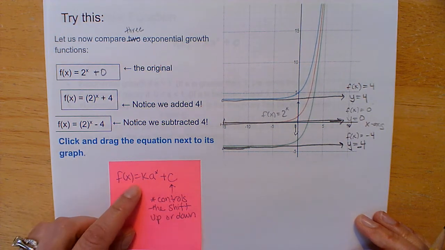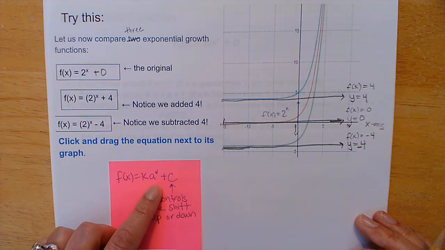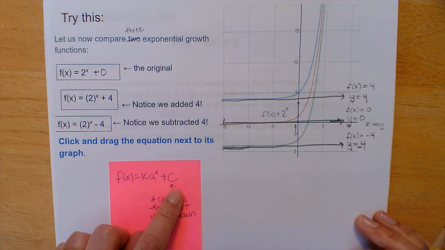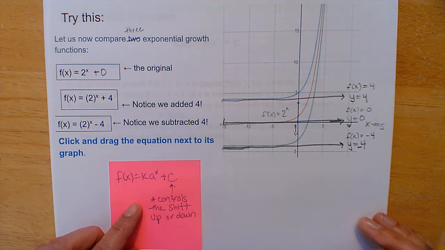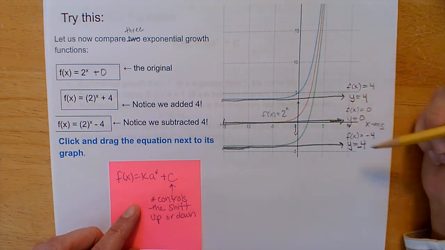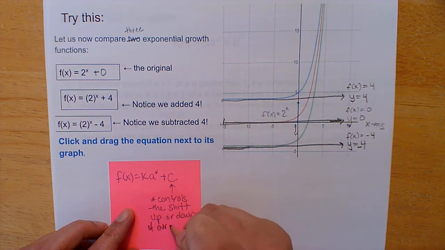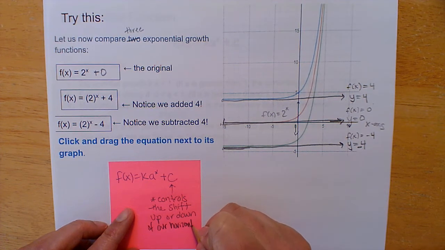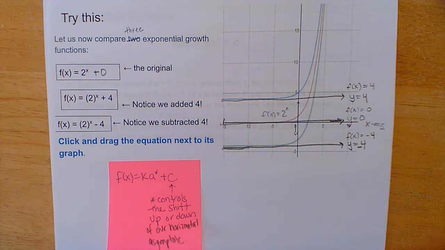Now we have f of x equals k, remember that controls the vertical stretch or shrink, times a to the x. Now we have plus c. The c controls the shift up or down of our horizontal asymptote, which controls the graph. Let's write that in. C controls the shift up or down of our horizontal asymptote.